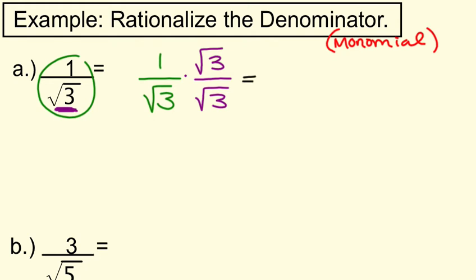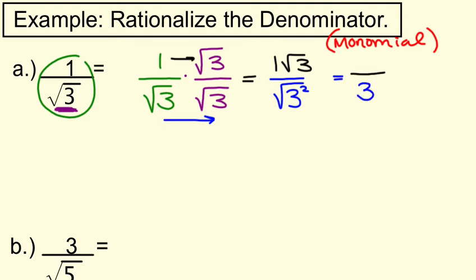So in the numerator, 1 times the square root of 3 is 1 square root of 3. And then we multiply across again. Square root of 3 times square root of 3 is the square root of 3 squared. Do you have a simplification in the denominator? Yes. The square root of 3 squared is 3. And then in the numerator, you just have the square root of 3. So you've rationalized it. You've gotten rid of that radical in the denominator.